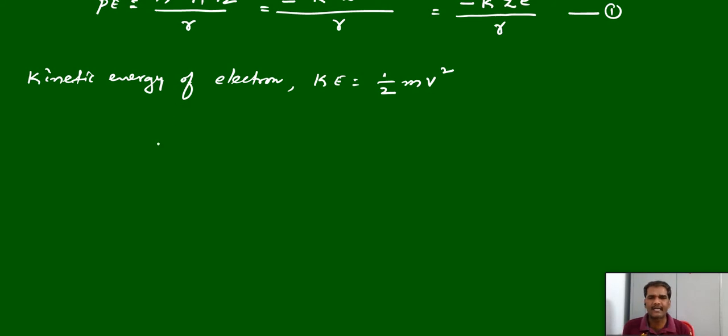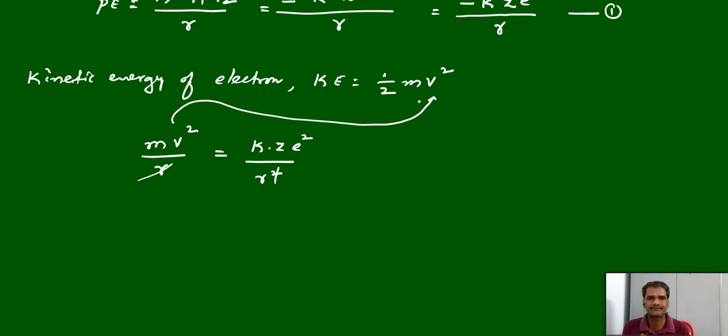We know that from the radius calculations we did this: the centrifugal force is equal to the centripetal force, that is mv square by R is equal to K into Ze square by R square. Now here the mv square value, the R square cancels out, then substitute the mv square value here. Then we will get kinetic energy is equal to half into, what is the mv square now? That is KZe square by R.